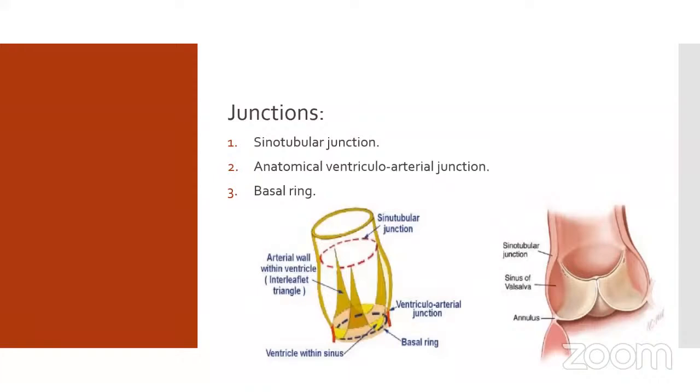The junctions: the sinotubular junction between the distal part of the sinuses and the proximal part of the ascending aorta; the ventriculoarterial junction between the ventricular myocardium and the aortic sinuses; and the basal ring, which is the joining of the inferior aspect of the valve leaflets.